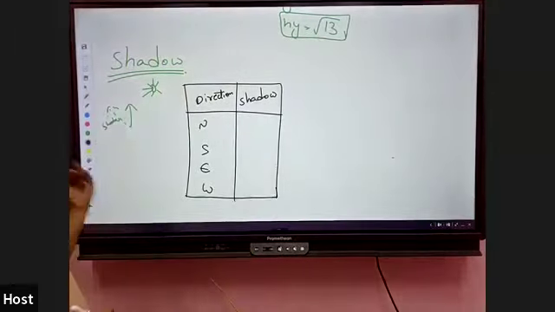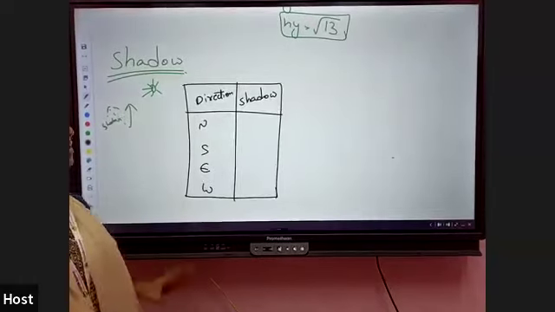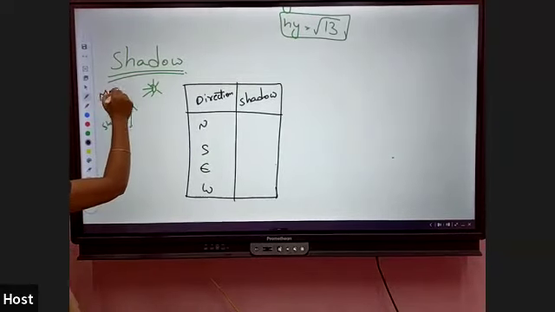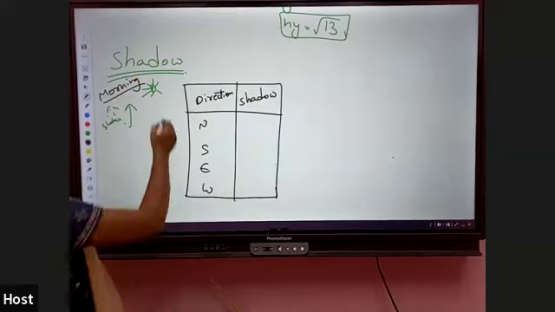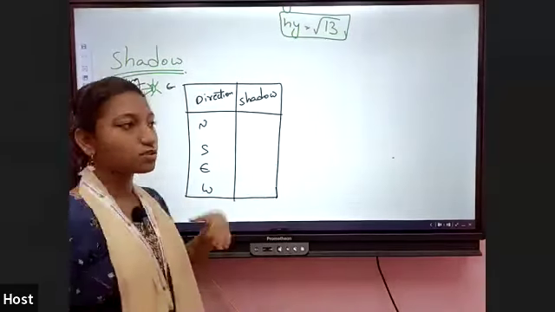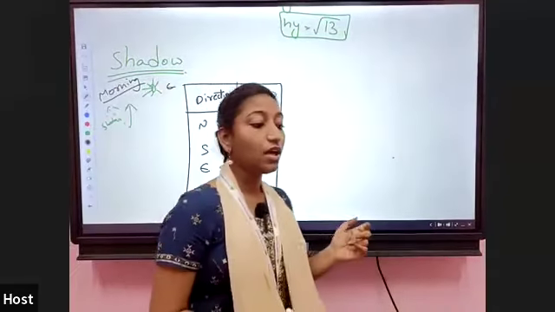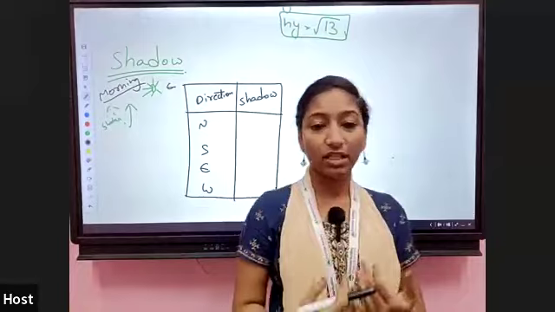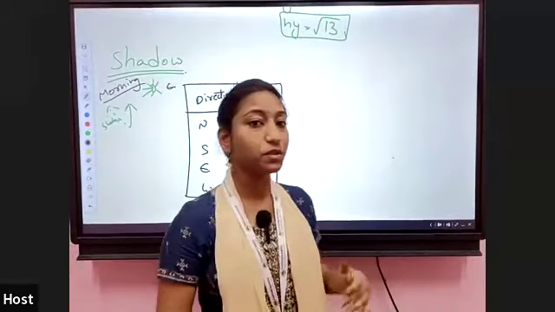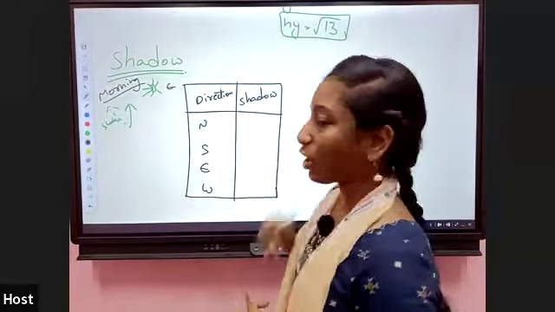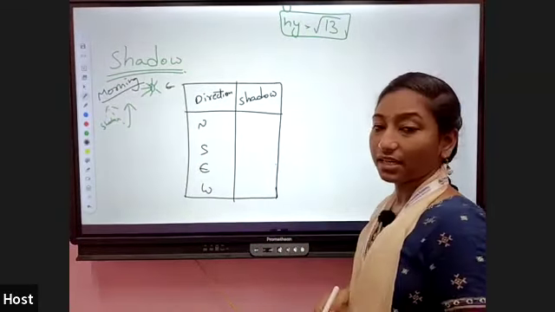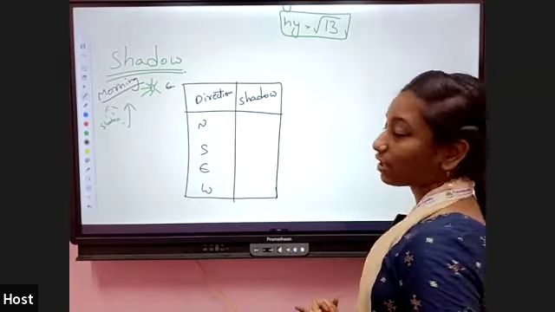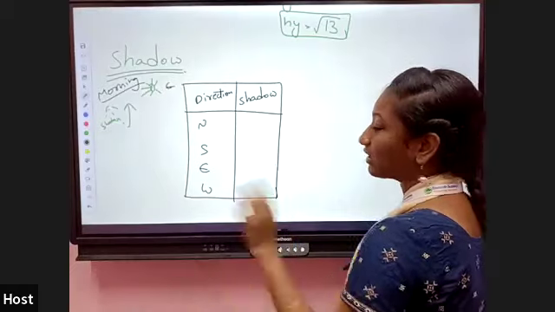See, for example, the sun is in the east. This is in the morning time. In the morning, the sun rises in the east. So the sun is in the east direction. For example, this is east. When we are facing the north direction, the sun will be at our right side, so the shadow will fall at our left side.